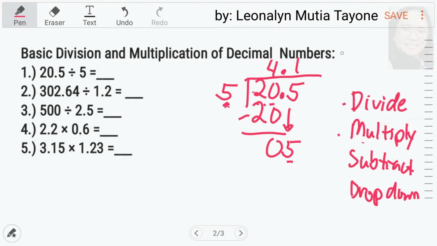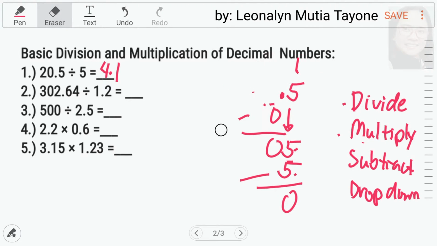Next, multiply. 1 times 5 equals 5. Subtract 5 minus 5, and that is 0. We have nothing left to drop down. So, the answer here is 4.1. Let's do the other way around.